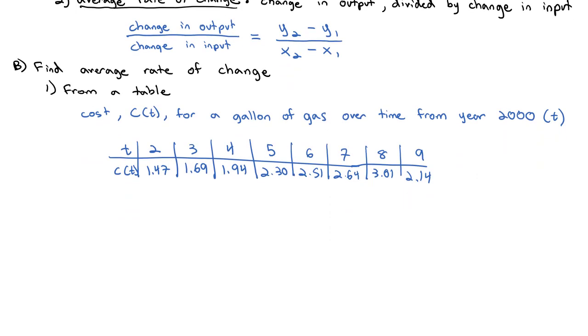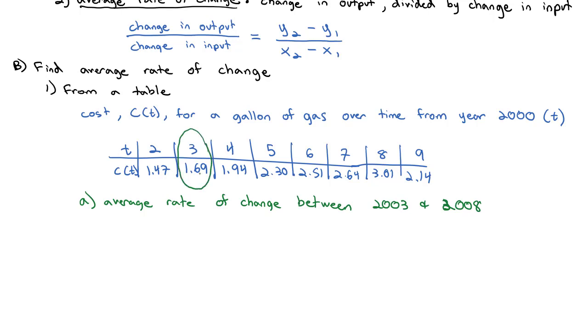Now, we can see that the cost is changing over time. What we're interested in is maybe an average rate of change. Let's look at first the average rate of change between 2003 and 2008. Well, if I look in 2003, I see gas was $1.69. When I look in 2008, gas was $3.01.